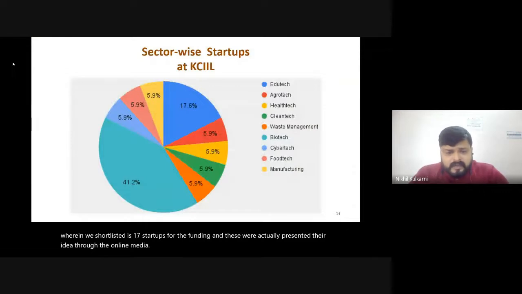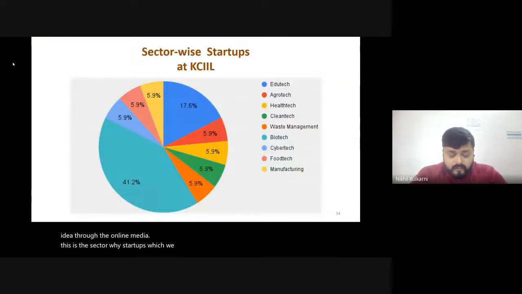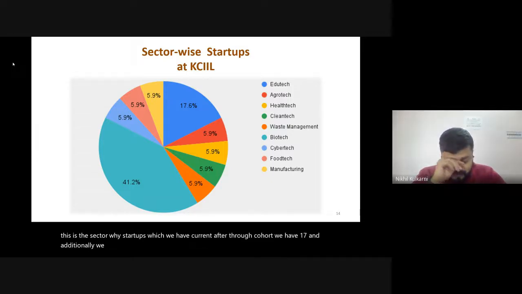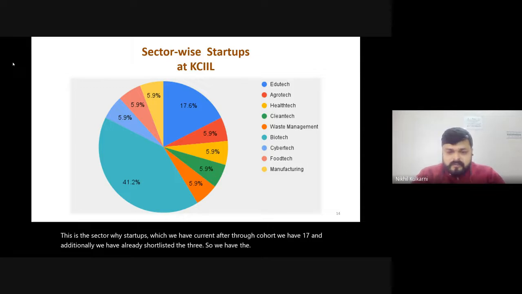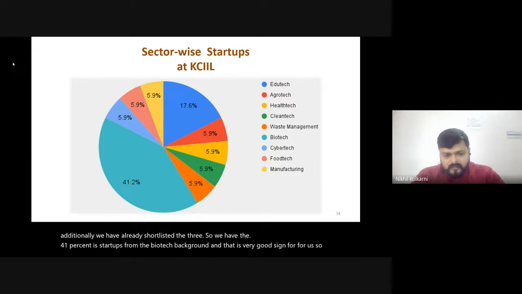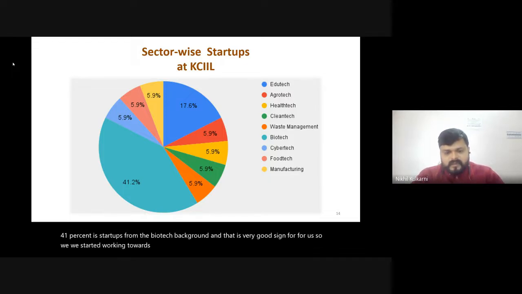This is the sector-wise breakdown of the startups which we have. Currently, after the first cohort, we have 17, and additionally we have already shortlisted 3. We have 41% startups from a biotech background, and that is a very good sign for us. We started working towards this sector also, because we believe this is the most untouched sector. IT, e-commerce, electronics are what startups have mostly seen, but biotech is the need of the hour, right?